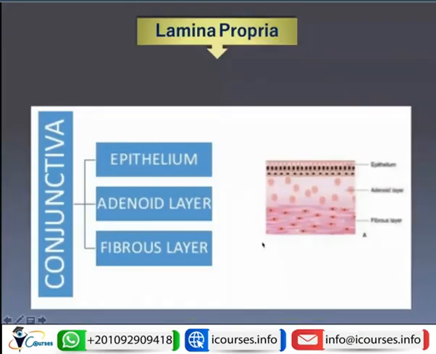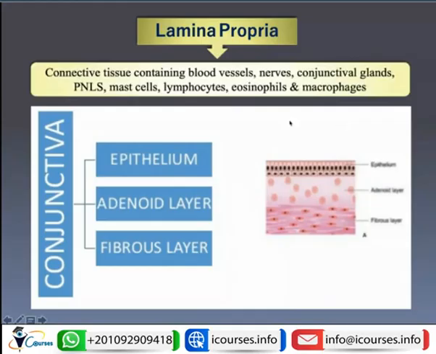Then the lamina propria will show the adenoid layer and the fibrous layer, which will show lymphocytic follicles, which will develop later on in life. So newborns are not born with true conjunctival follicles because they don't have true immunity yet, but they develop later on in life. So there are no true lymphocytic follicles in the newborn.